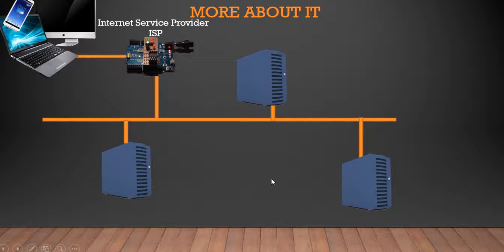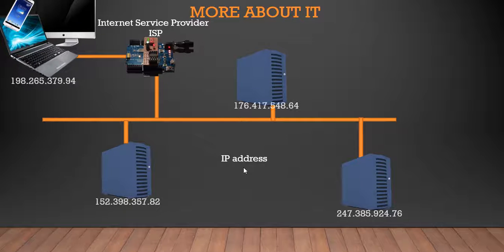And so you may be asking, how did that information know which server to go to out of all the billions of servers there are on the internet? That's a good question. There's something known as an IP address, and every single device, whether it's indirectly connected to the internet or directly connected to the internet, has an address. And there are these numbers right here.